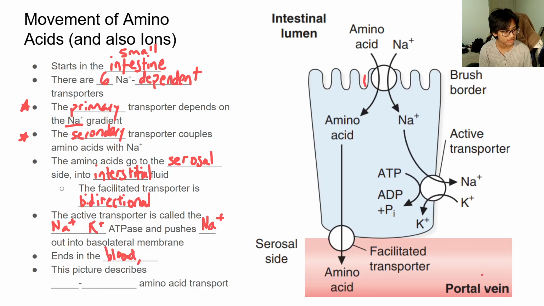This is the blood because you can see it says vein. Where else has blood? In your veins. I mean, there's other places, but the vein has blood. And then it eventually goes to the liver. And this whole picture describes transepithelial amino acid transport. That's how it's moving.